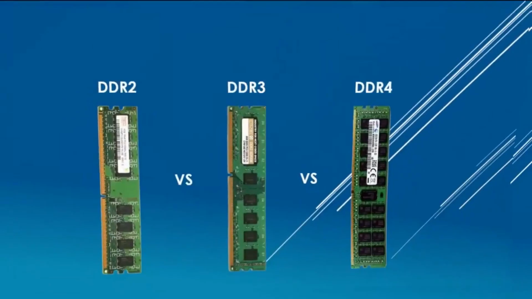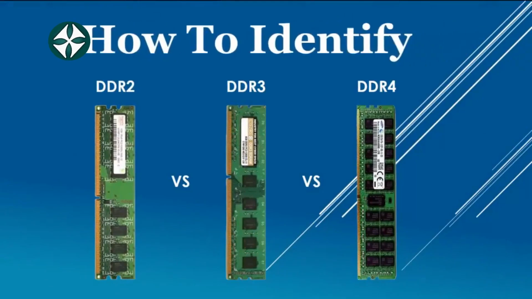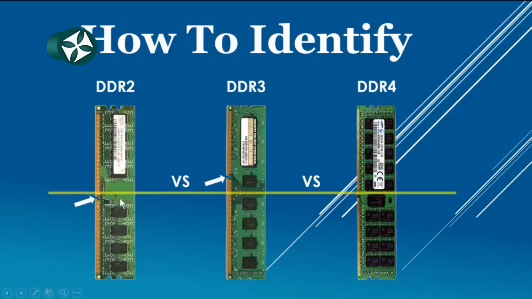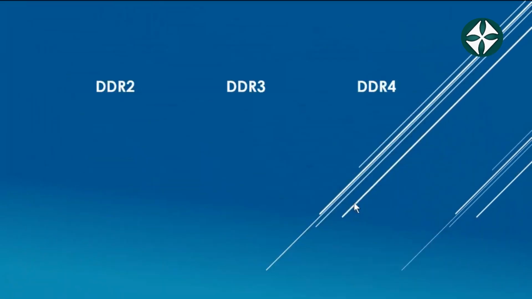The question is how to identify which stick is DDR2, DDR3 and DDR4. For this we draw a line exactly through the center of these sticks. The first, DDR2, has a notch just under the center line. In DDR3 this notch is above the center line. In DDR4 this notch is slightly more down as compared to DDR2.